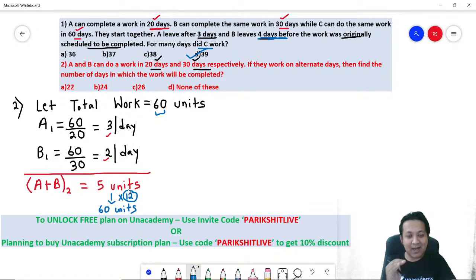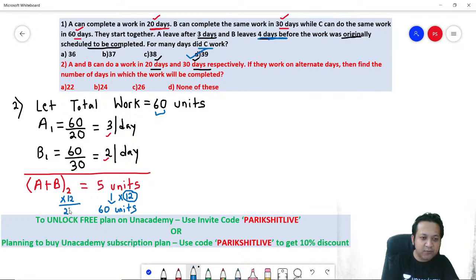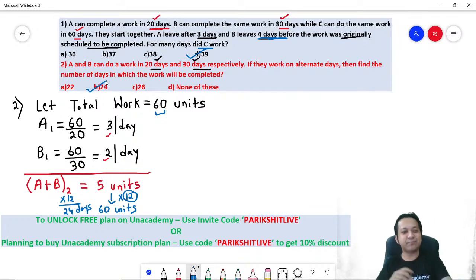After all, they are equal. So right hand side, if you are multiplying with 12, left hand side also you will multiply with 12. So 2 into 12, 24. So what's your answer? 24 days. That's the answer for the second one.